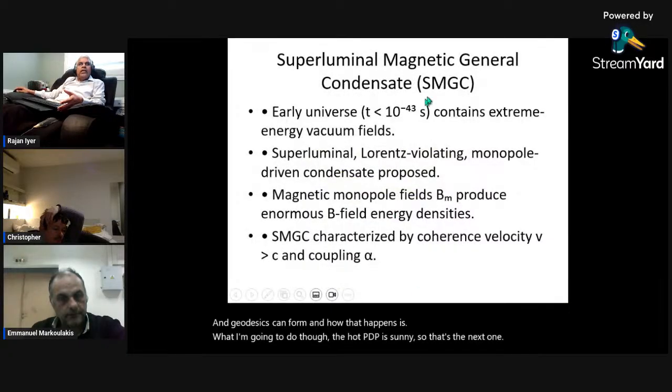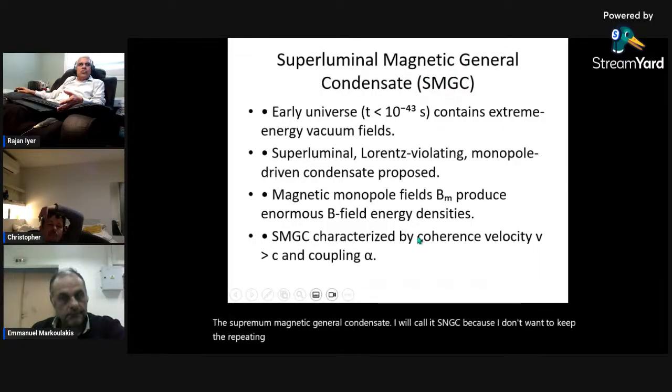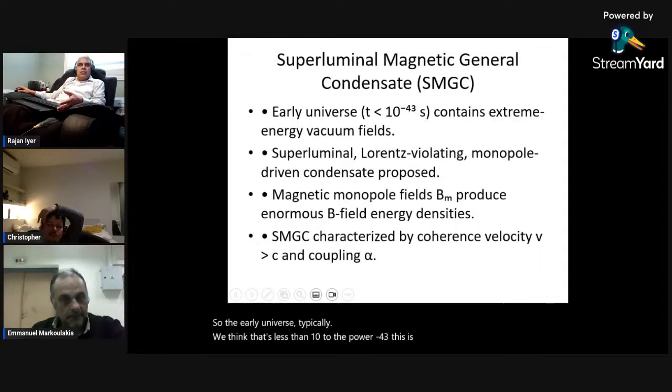The superluminal magnetic monopole condensate. I will call it SMGC because I don't want to keep repeating the long name here. So the early universe, typically we think that's less than 10 to the power minus 43 seconds. This is a Planck level time. The Planck time contains extremely large energy vacuum fields.